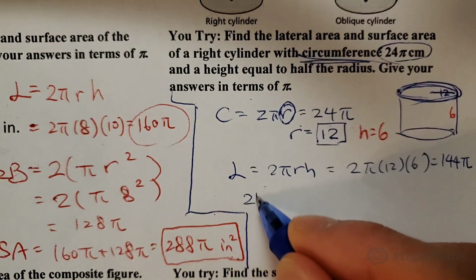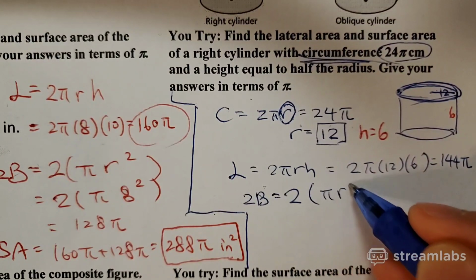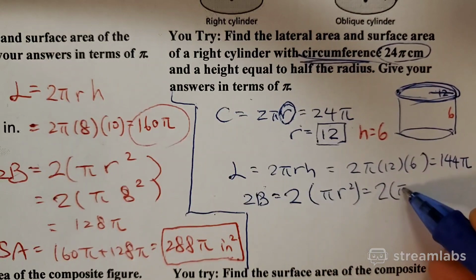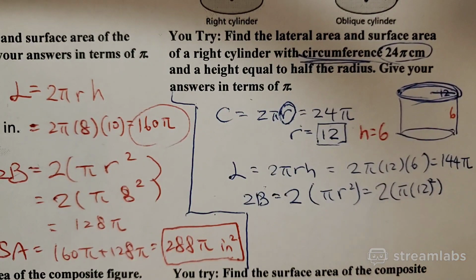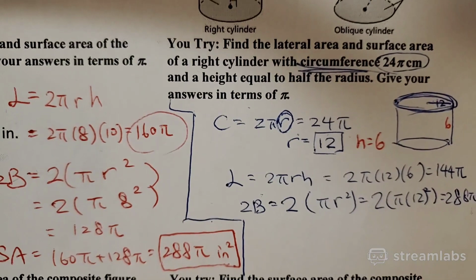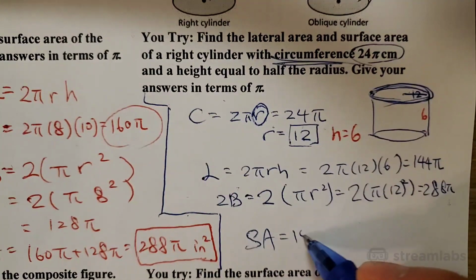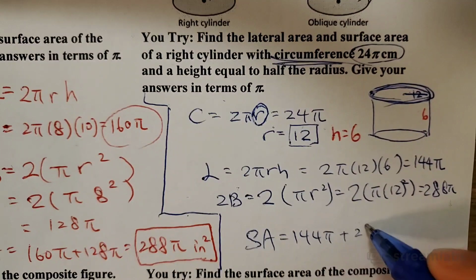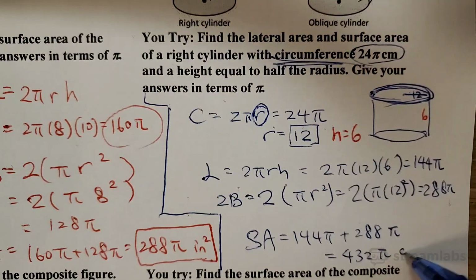And your two bases are going to be 2 of the circles, which is pi r squared. In this case r is 12, so 12 squared. That would be 288 pi. And then you add them up, right? So surface area is going to be 144 pi plus 288 pi. Together that is 432 pi centimeters squared.